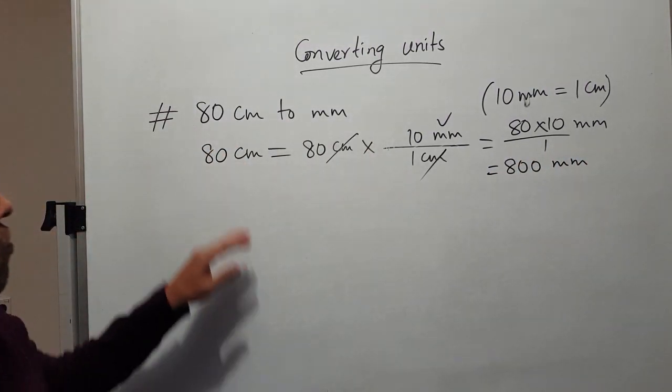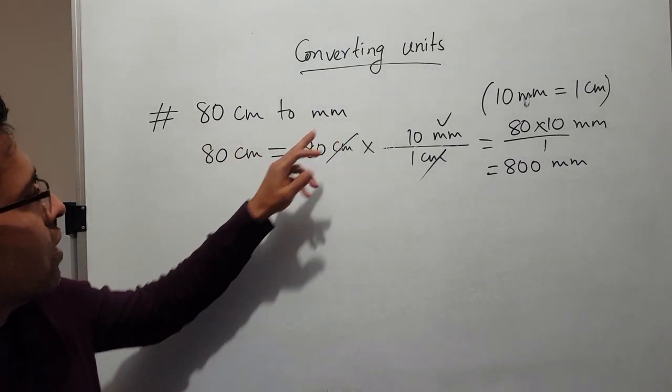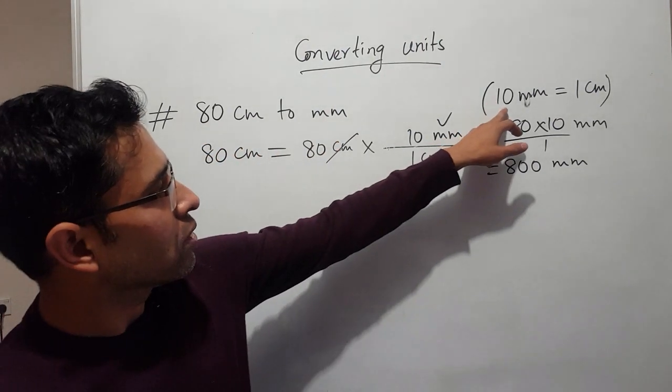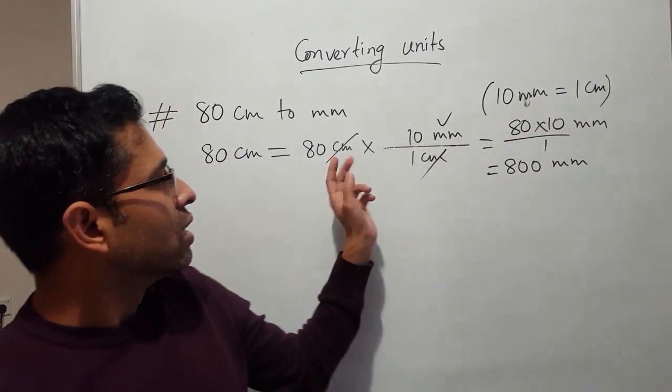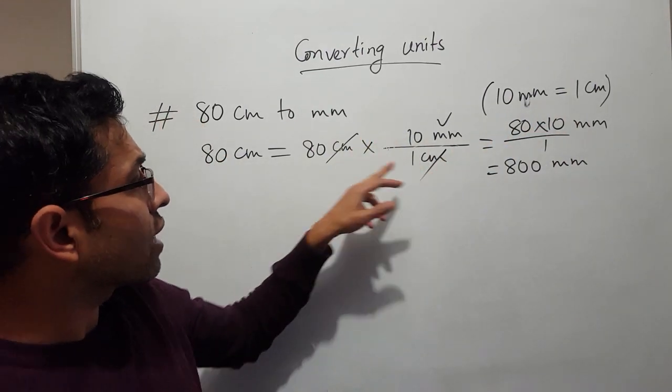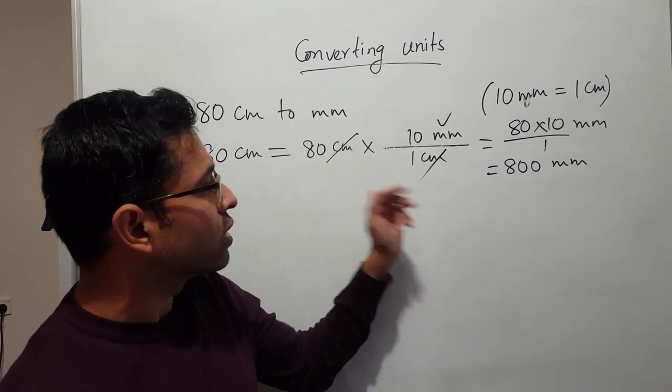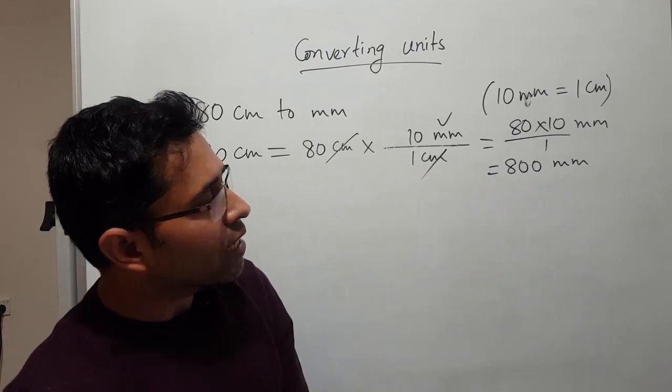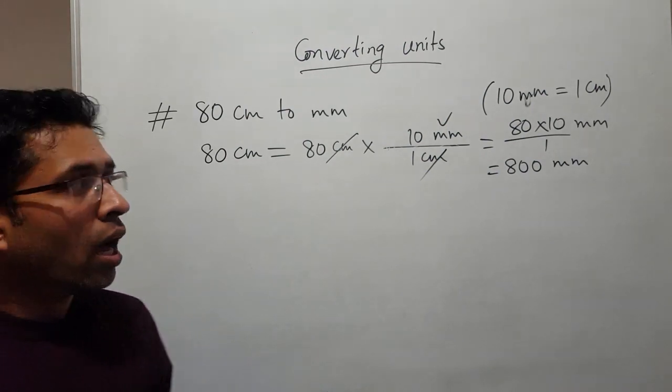So when it's asking to convert from 80 centimeter to millimeter, then you can do this. You just need to know what is the conversion factor, then write down that factor in a way that we can cancel out those units, and then finally we end up with 800 millimeter as the answer.